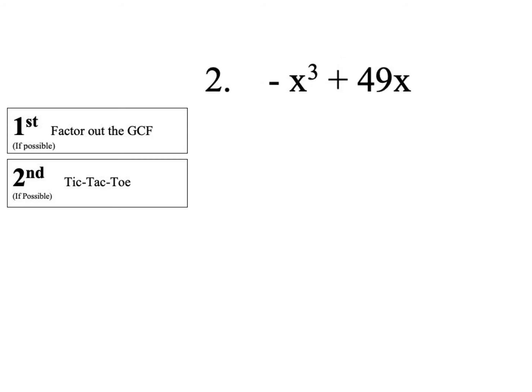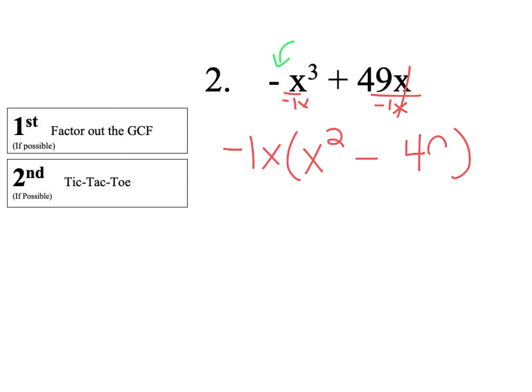In this one, I've tried to teach you to always make sure that it's in standard form. The largest degree is first. I have a leading coefficient that's negative. I hate that. Only thing I hate. So I factor out at least a negative leading coefficient, and I have an x that's in both places. So negative 1x is my greatest common factor. I'm going to divide each by negative 1x. That would give me x squared minus 49.